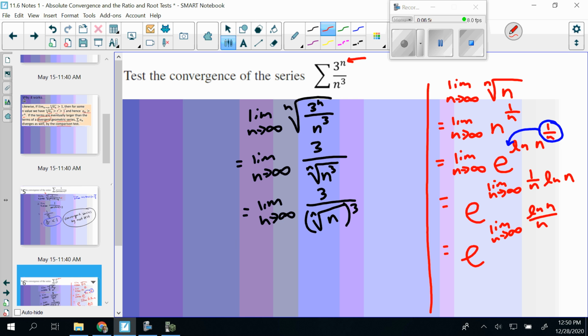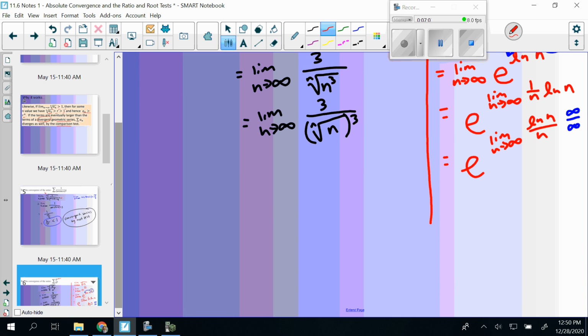Right now, both of these functions are going towards infinity. Infinity over infinity is an indeterminate form, so I'm going to want to use L'Hopital's to figure this out. Using L'Hopital's here, take the derivative of both the top and bottom. The derivative of the top would be 1 over n, and the derivative of the bottom would be 1. As we go to infinity now, that goes to 0.